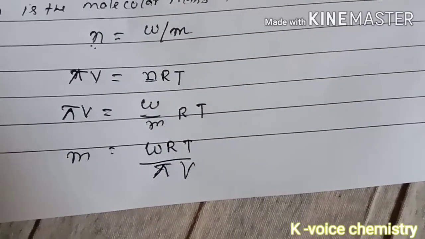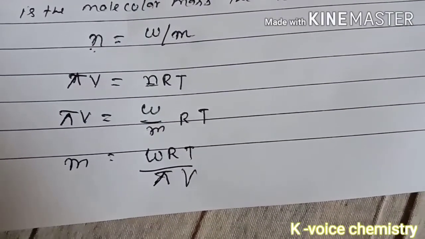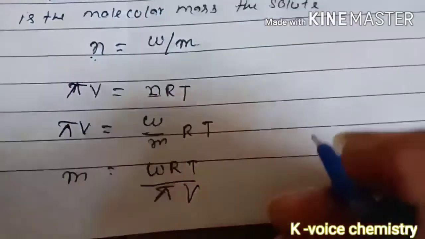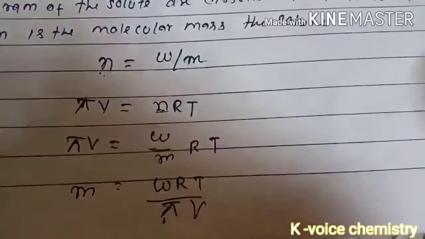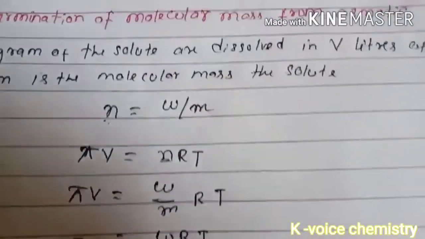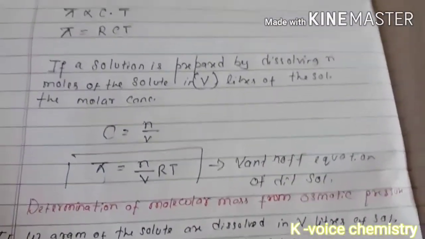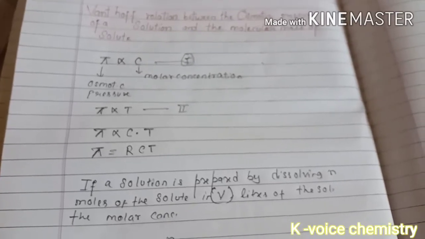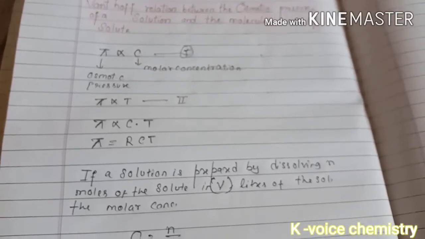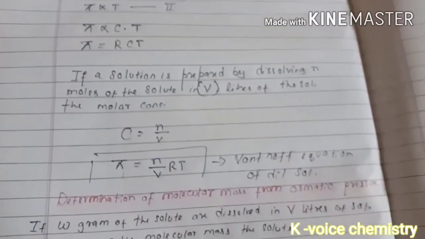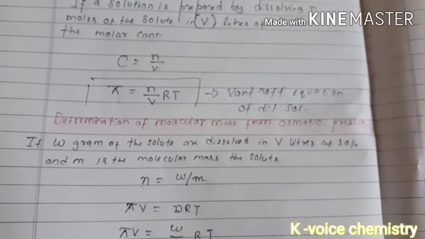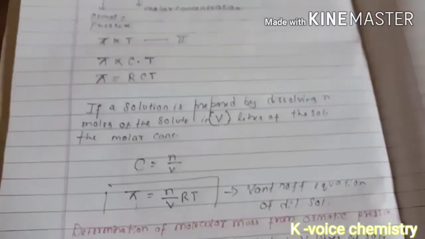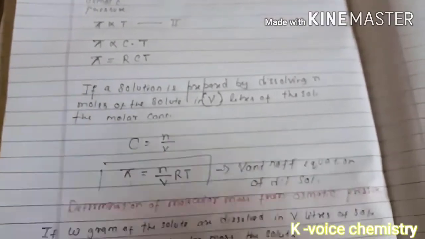Then the molecular mass M of the solute can be calculated from this equation if the osmotic pressure of the solution is known. Okay, I hope that this video is quite clear to you. So here we have seen the Van 't Hoff relation between the osmotic pressure of the solution and the molecular mass of the solute. We have also determined the molecular mass from the osmotic pressure, and we have seen what the osmotic pressure is.